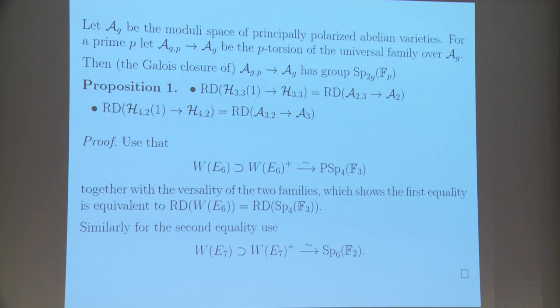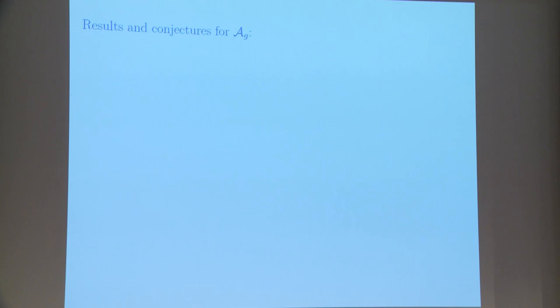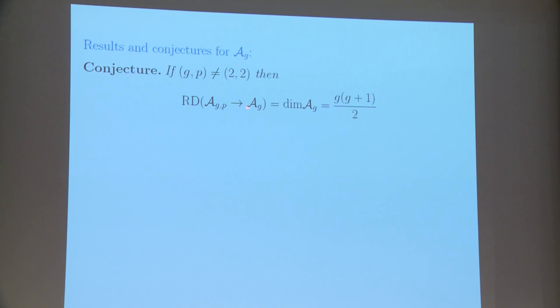At least for me, this is motivating, because for A_g, what you would expect is there's no reason for this resolvent degree in general to be any smaller than the dimension of A_g. And that's what we conjecture. There's one exception when g is 2 and p is 2. That's because in that case, the group Sp_2g(F_p), namely Sp4(F2), is not simple. It has an index 2 subgroup. That means you can pass to that quadratic cover for free, and that allows you to reduce the resolvent degree by 1. So if g is 2, this number here is 3, but in fact, you can show that the resolvent degree of that cover is at most 2 in that exceptional case. But otherwise, there's no reason to believe that this is any smaller than the dimension of A_g.